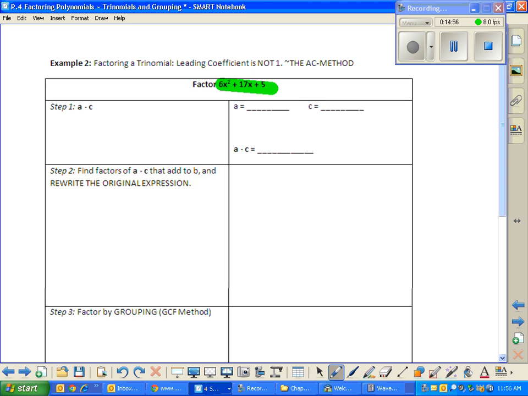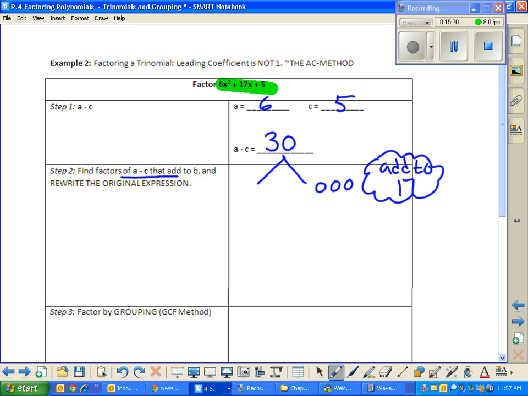So step 1 is, well, this is how the method gets its name, right? It's called the AC method. So step 1 is to multiply A times C. A in this problem is 6, C in this problem is 5. The product of A and C would be 6 times 5, which is 30. In step 2, we now think of the factors of A times C. So I'm thinking of two numbers that multiply to give me 30 that add to my B value. In this case, they have to add to 17. So factors of AC that add to B. We're going to finish this method up tomorrow.